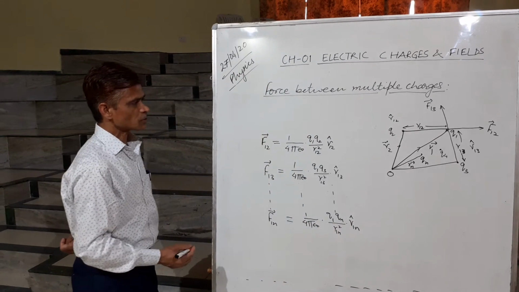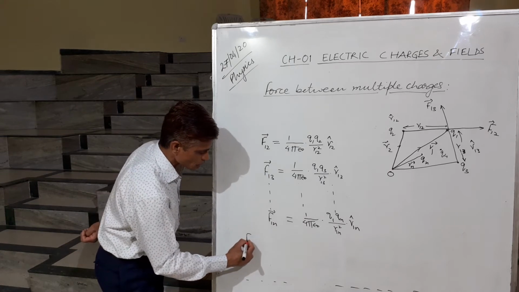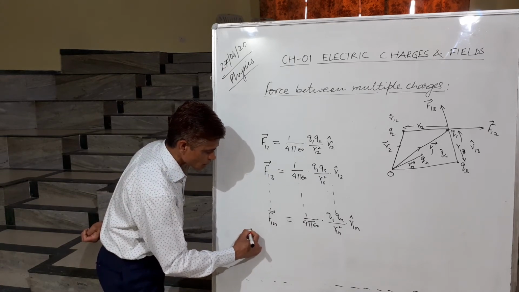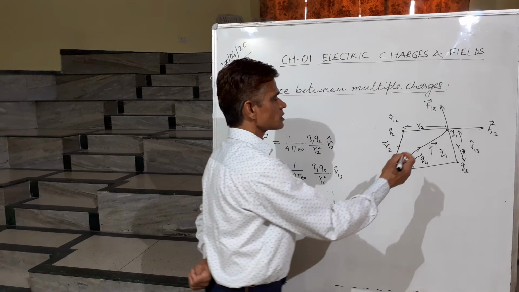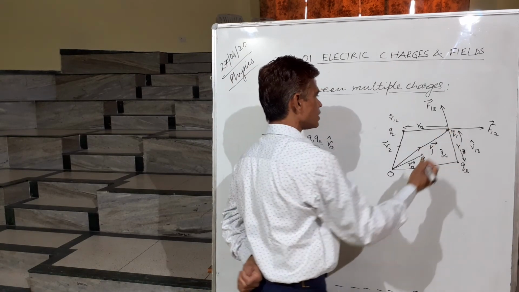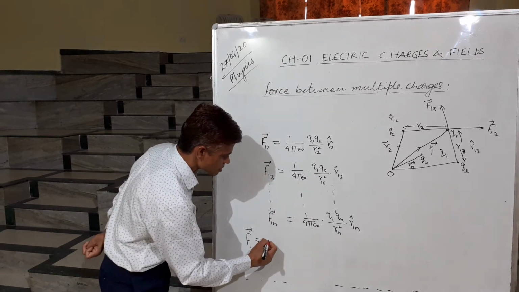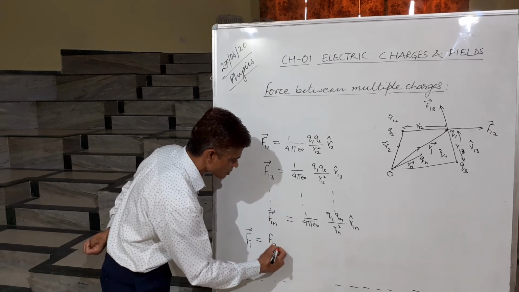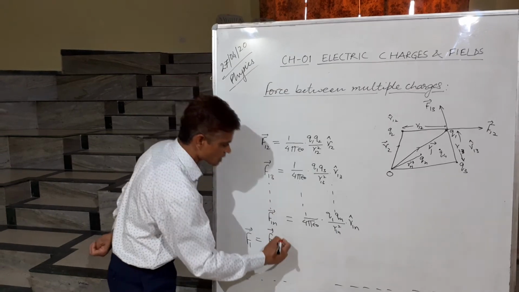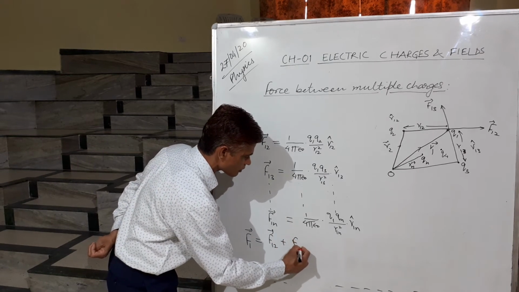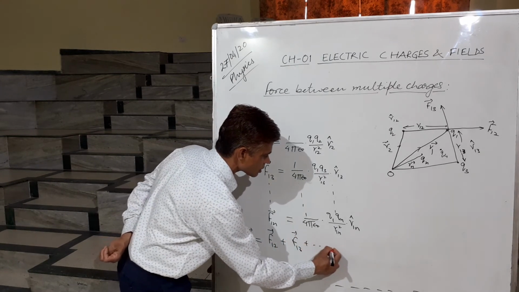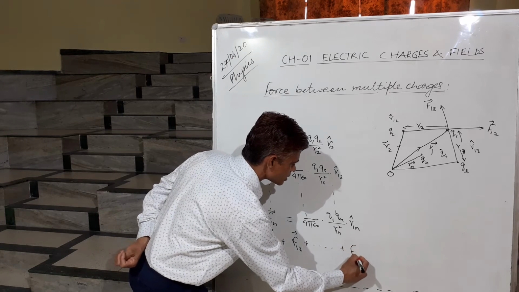According to the superposition principle, the net force on the charge q1, which we represent by vector F1, will be equal to the vector sum of these forces: vector F12, vector F13, and so on, up to vector F1n.